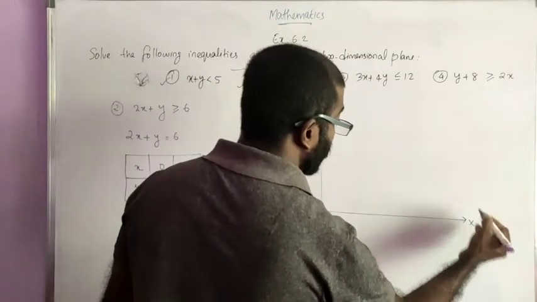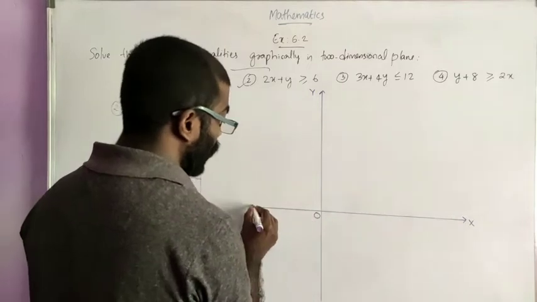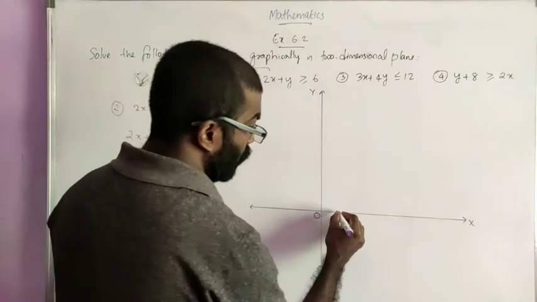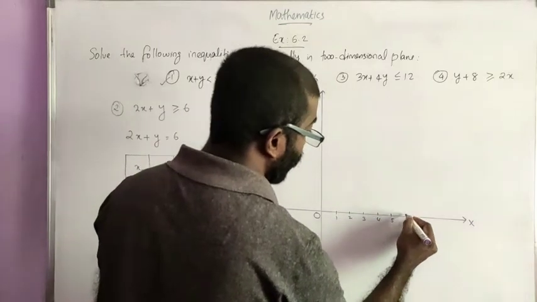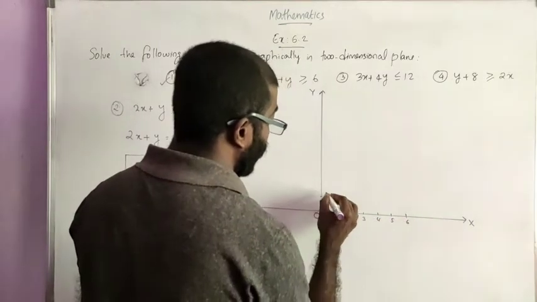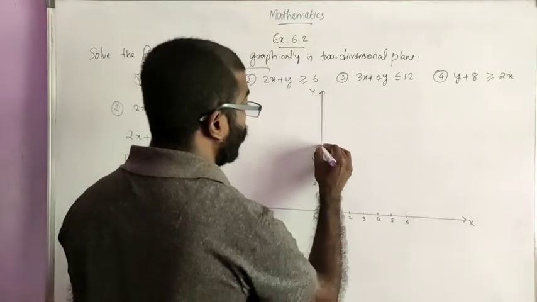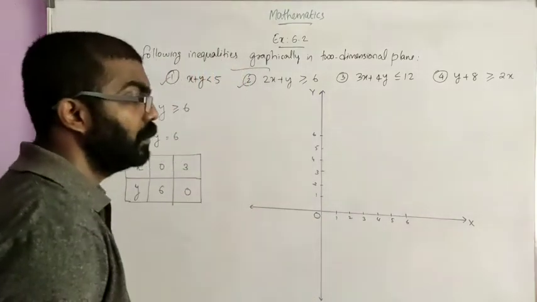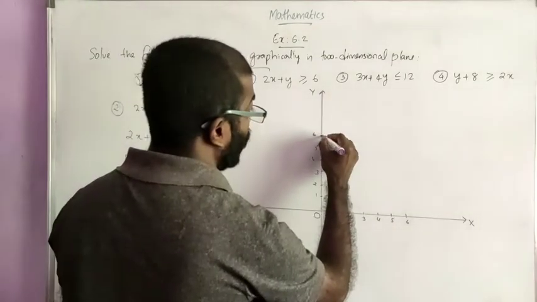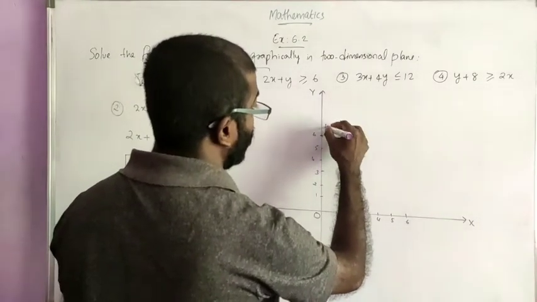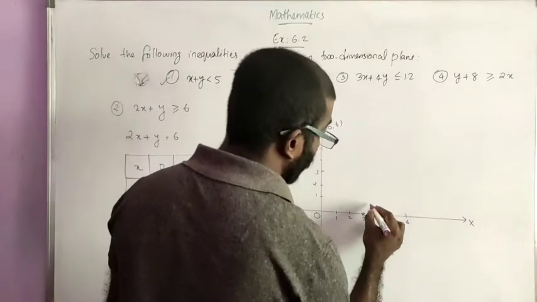Here x-axis, y-axis, origin. Then 1, 2, 3, 4, 5, 6 and so on. Here also 1, 2, 3, 4, 5, 6 and so on. 0, 6. Here we can mark the point 0, 6. Then 3, 0. Here 3, 0.